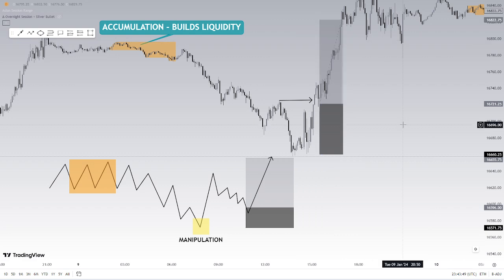So we want to look for an Asian range. We want to look for an accumulation in the Asian range. We want to look for a manipulation in price as we go down lower, and we enter off a fair value gap after a break of structure. This is entry model number 2.